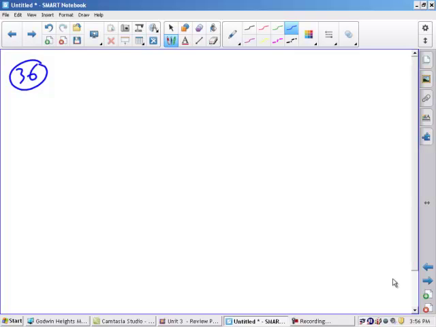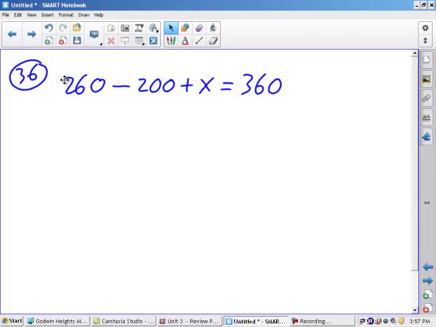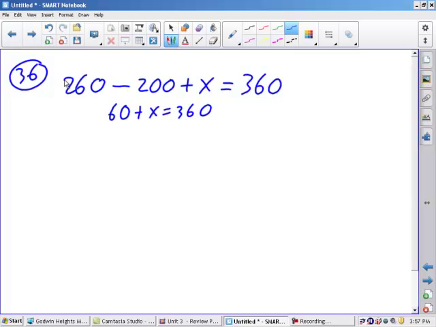So what you need to do is take the number of people polled that purchase CDs, which is 260, minus the people that purchase CDs and download music, which is 200, and add a missing value, which is how many people download music, as x, and set it equal to your total people polled, which is 360. Then you simply have to solve this equation. So 260 minus 200, I combine like terms, give you 60, plus x equals 360. I then have to subtract 60 from both sides, and I get x is equal to 300.